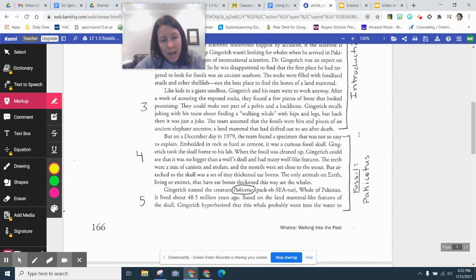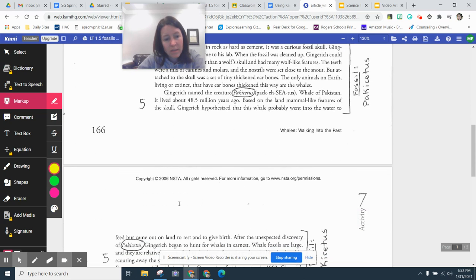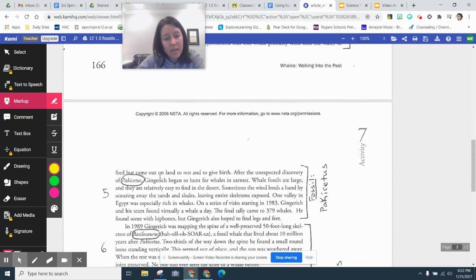Pakicetus, whale of Pakistan. It lived 48.5 million years ago. Based on the land mammal-like features of the skull, Gingrich hypothesized that this whale probably went to the water to feed, but came on land to rest and give birth. After the unexpected discovery of Pakicetus, Gingrich began to hunt for whales in earnest.